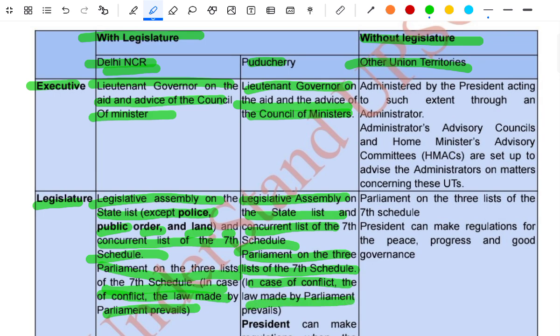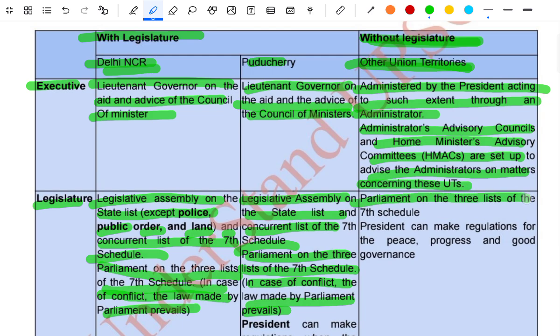Without legislature, the other Union Territories are administered by the President acting through an administrator. For the administrators, advisory councils and home minister advisory committees are set up to advise the administrator in matters concerning their duties. The Parliament legislates on all three lists of the 7th schedule. The President can make regulations for the peace, progress and good governance.